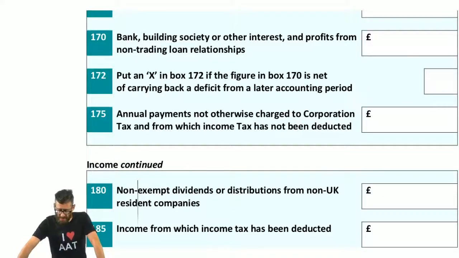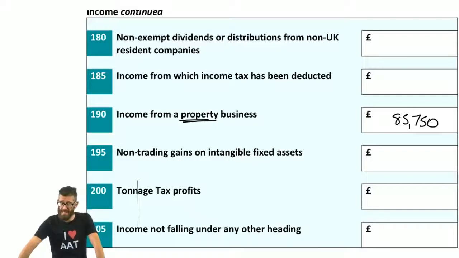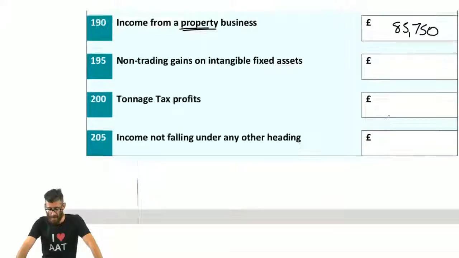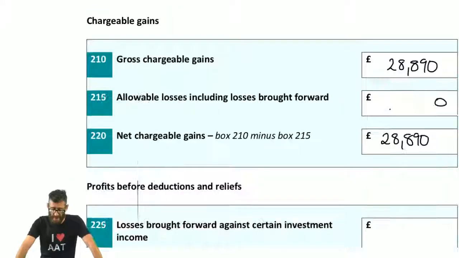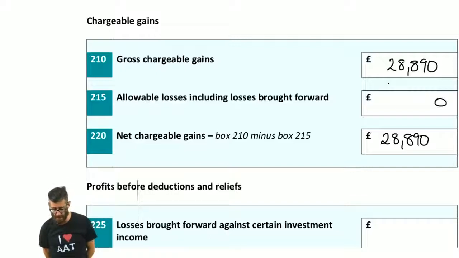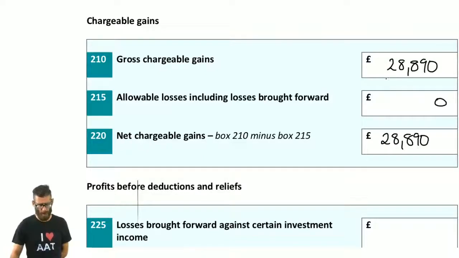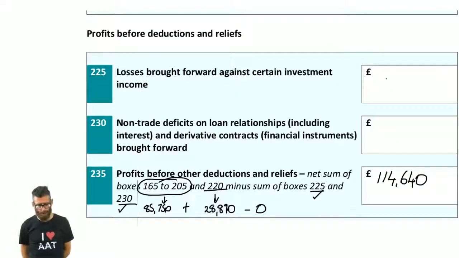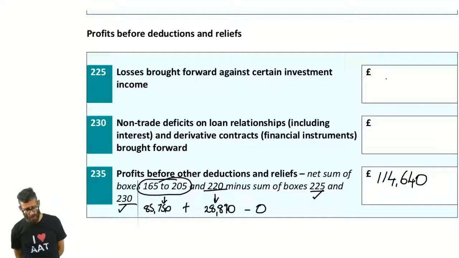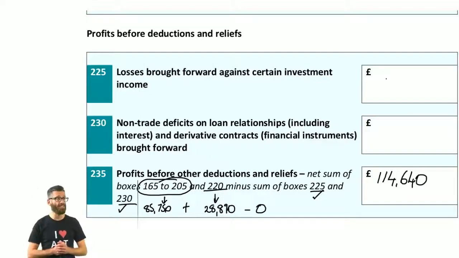There were no other numbers to place in any of these boxes until we came to box number 190, where we placed the income from our property business of 85,750. Again, there were no further details on any of the boxes from 195 down to 205. And then we arrived at the chargeable gains, where we placed a 28,890 into box 210 because that was the relevant gross chargeable gains. The allowable losses were not mentioned, hence we assumed them to be 0, and our net chargeable gains was simply the sum of those two. We then got to profit before deductions and relief. We had no losses brought forward from investment income and no non-trade deficits on loan relationships or derivative contracts, and thus we arrived at this reconcilable figure of 114,640.